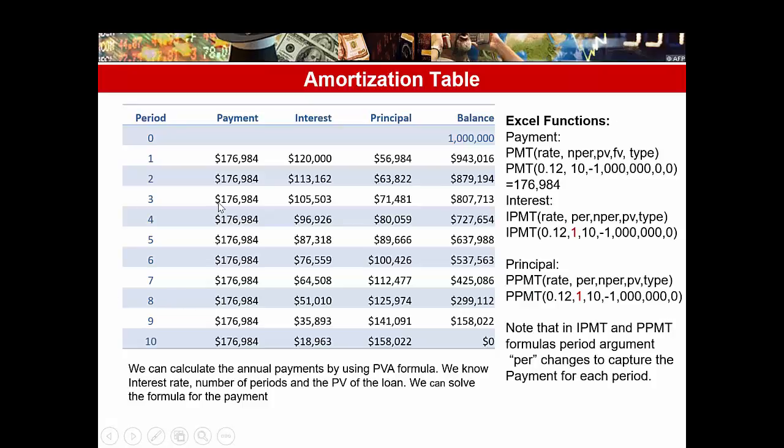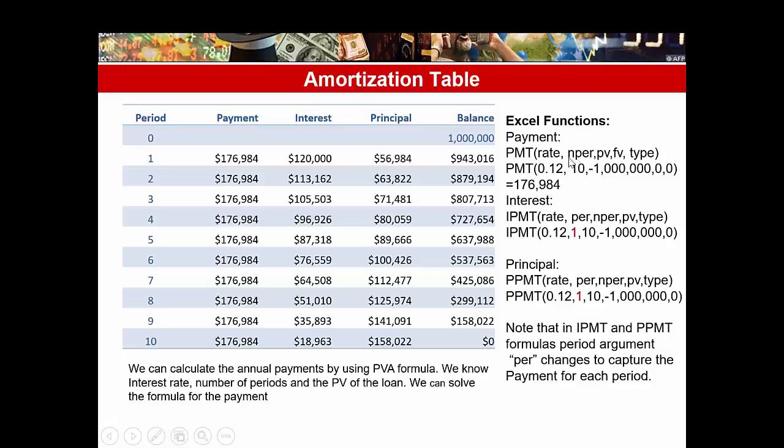In Excel, we have a few useful functions that will help us to produce all of these figures. A function called payment will allow us to determine the equal installments that are needed to pay off an existing loan balance. In this example, the amount of loan was $1 million. So we will use this payment function to figure out the $176,984, which is the annual or equal installments.